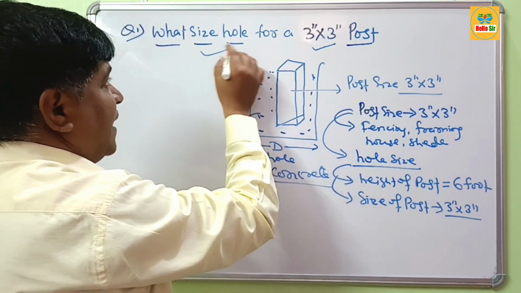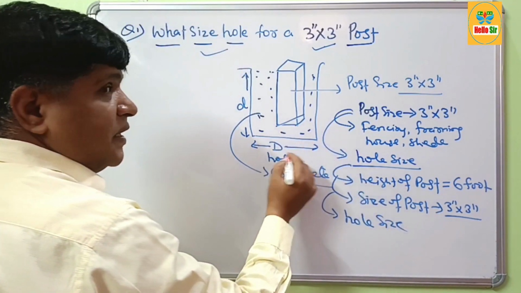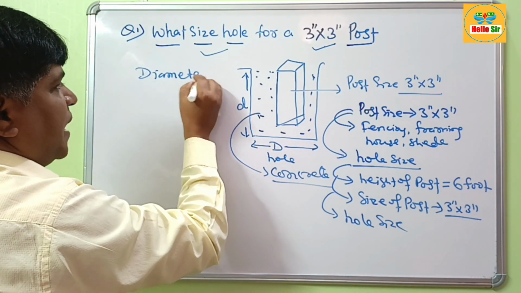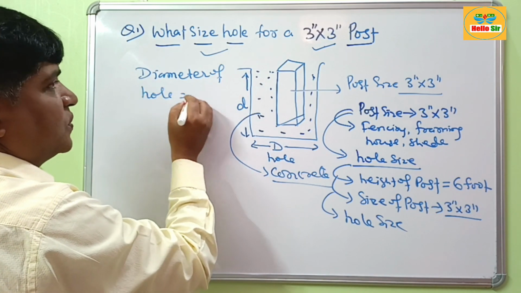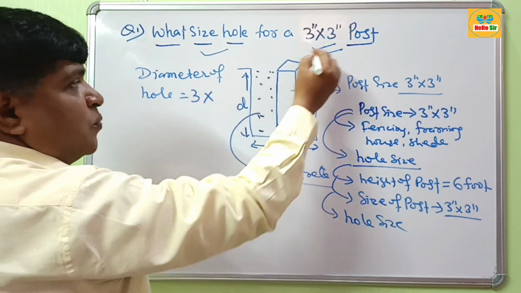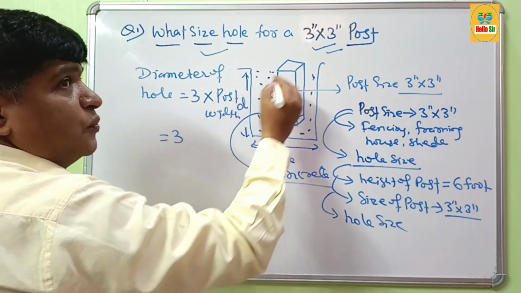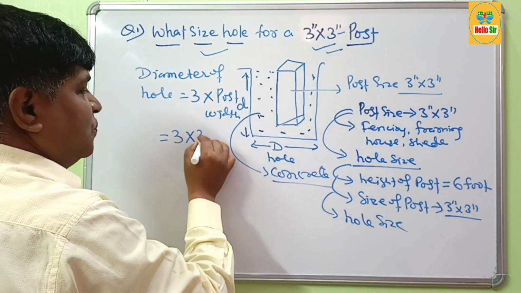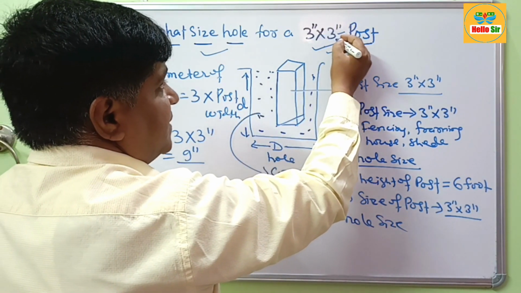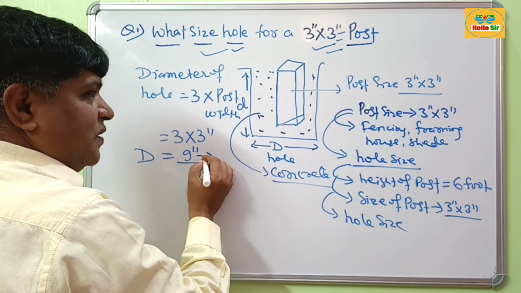And your question is what size hole. Hole size describes the diameter and the depth. What should be the diameter of this hole required for setting this post? The diameter of the hole is generally about 3 times the post width. If the post width is 3 inches, 3 multiplied by 3 inches comes to about 9 inches. It means for a post size of 3 inches by 3 inches, the hole diameter should be 9 inches.